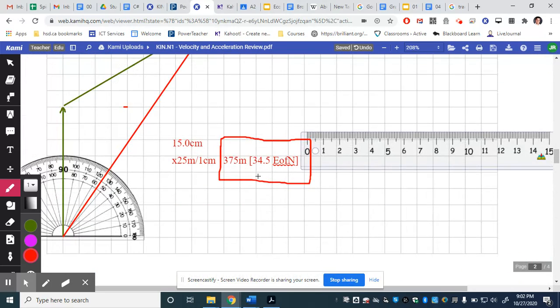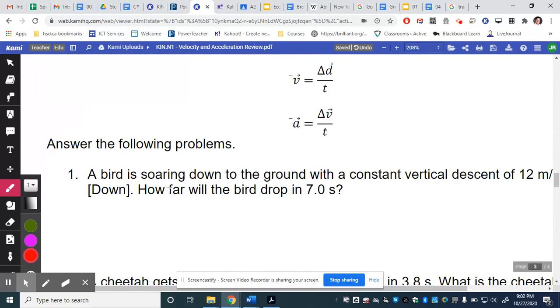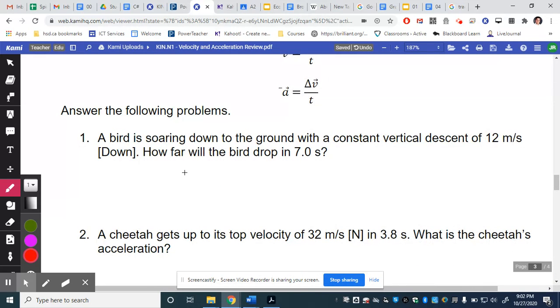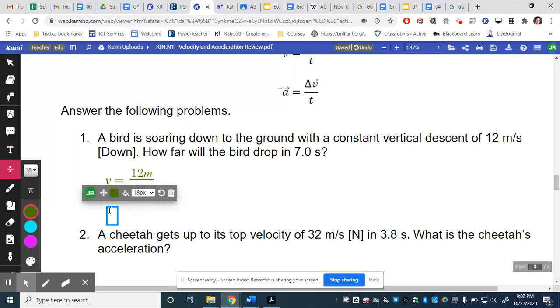And so that's that. So I'll do a few more questions with you. This is review from last year about acceleration. A bird is soaring down to the ground with a constant vertical descent of 12 meters per second. How far will the bird drop in 7 seconds? Got two things. The velocity is 12 meters per second. We have the time is 7 seconds, 7.0 seconds.